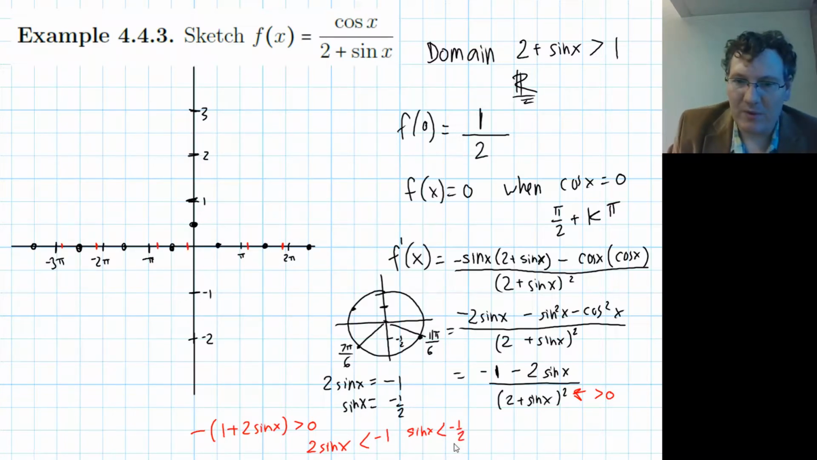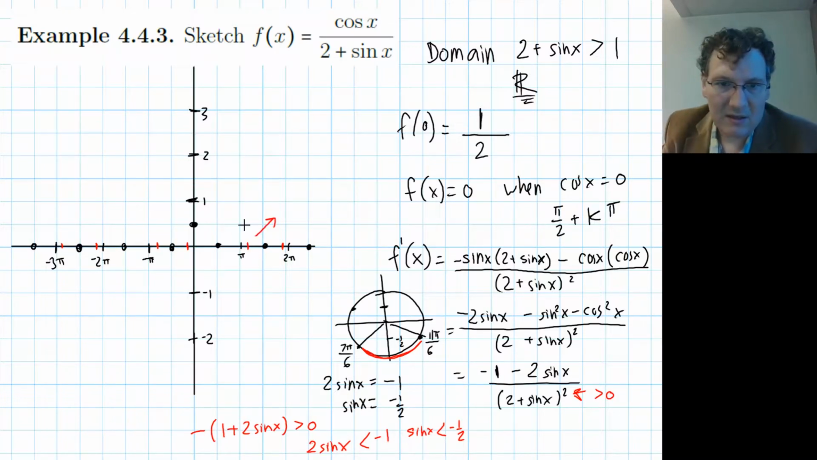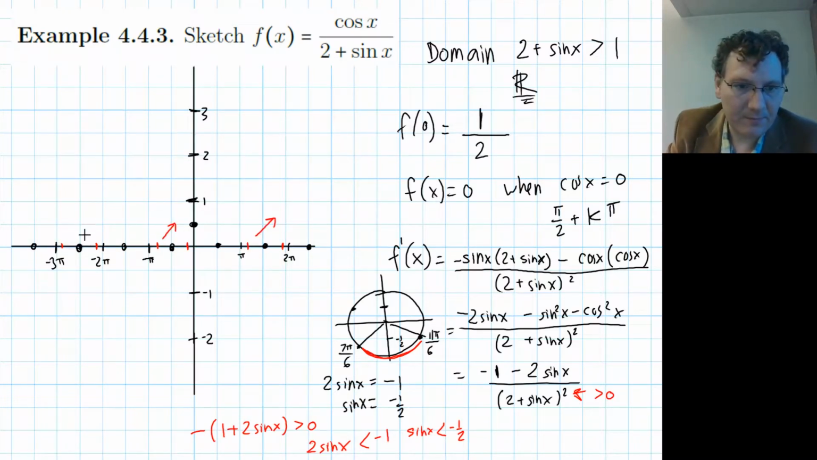Okay, so these are the angles when the first derivative is going to be positive, and that's when the sine is less than negative a half. It's between those two angles. So this is going to be increasing in these intervals. That means it must be decreasing in those intervals.